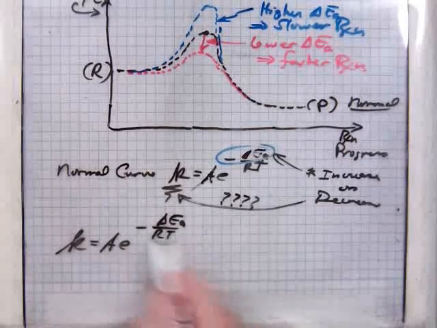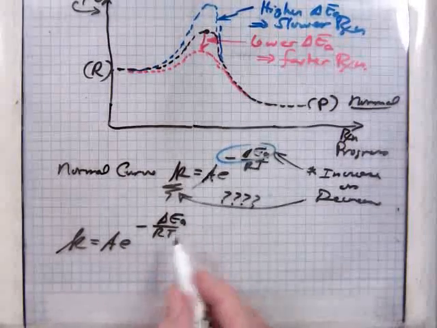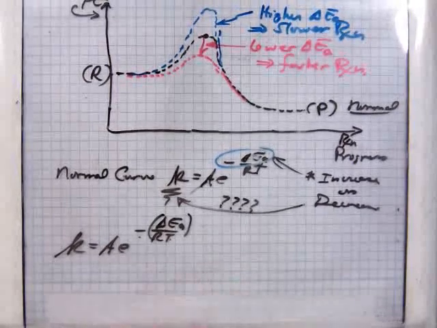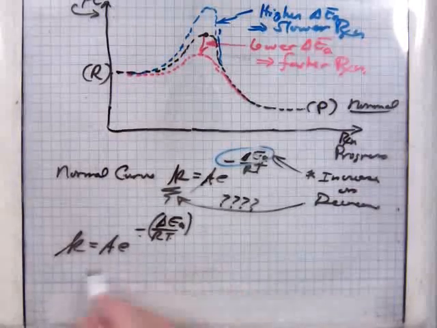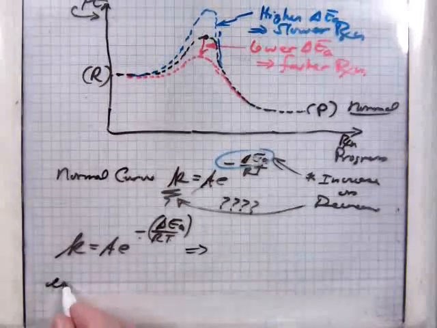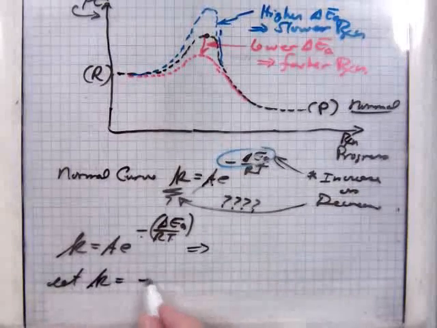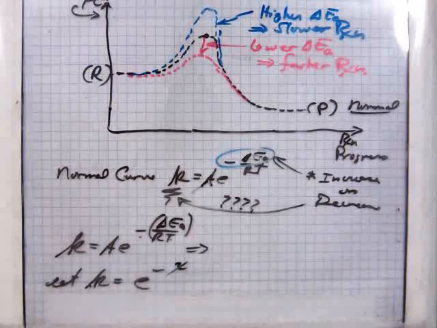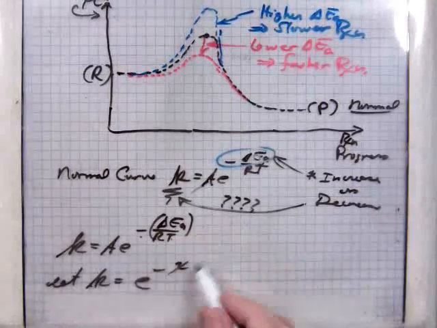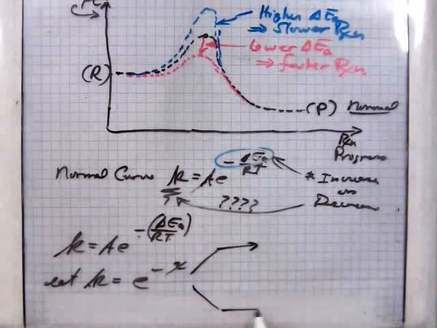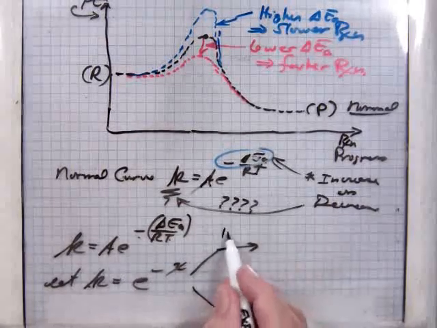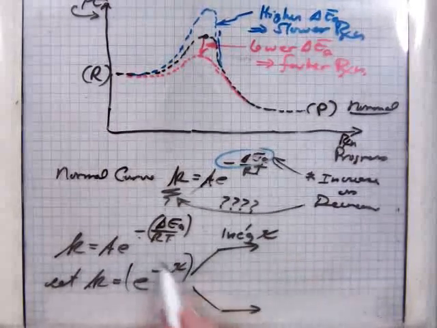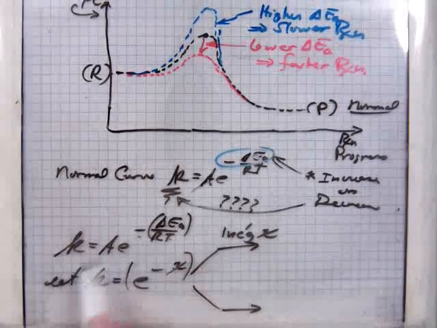So if we take that equation and just focus on what this is telling you, this term right here is negative, and R and T and A are constants in this. So what we'll do is just say let K equal e to the minus X, like that. Okay, so you have really two considerations here. Increasing X. So if you increased X by increasing this, what happens to K?